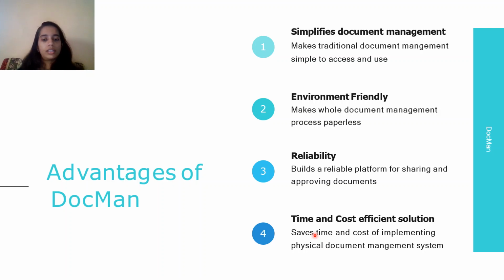Next is a time and cost efficient solution. Like I said, it may take years to get one document approved in a physical document management system, and here you are able to track your application, where your document or application is right now, on which desk, with which officer. So it's trackable. Your time is saved, cost is saved, and your printing expenses are reduced. So these are some of the advantages of DocMan.